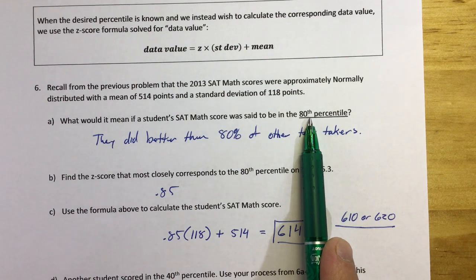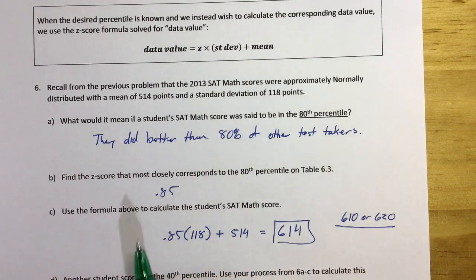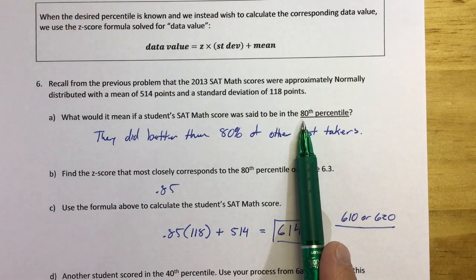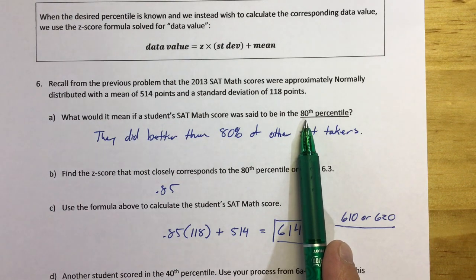All right, so if you had that information, the 80th percentile, and you want to know what their actual score was, or at least approximate it, what we do is we work backwards and we figure out the z-score and then use the z-score compared to the mean, and you can find the value.